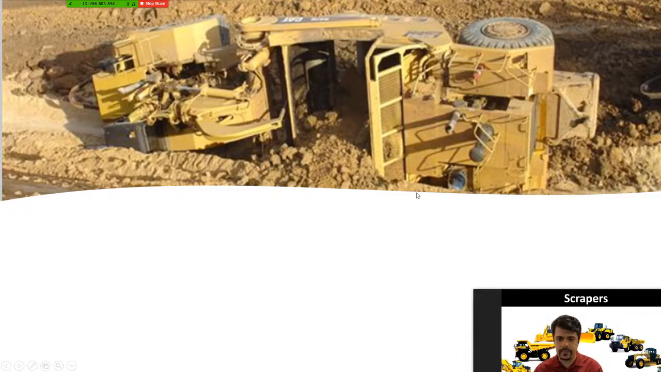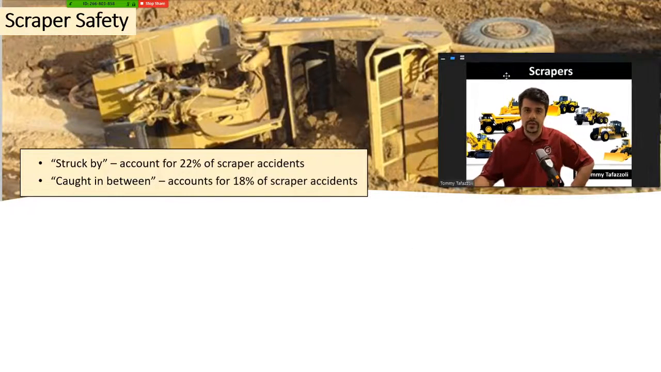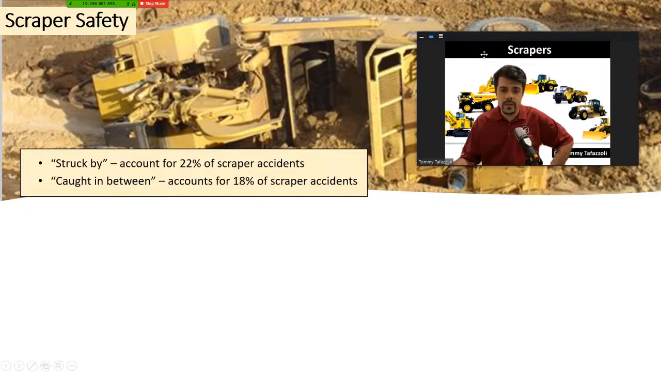All right, let's talk about scraper safety a little bit. Some of the common safety issues with scrapers are, number one, struck by, which accounts for 22% of scraper accidents. Almost 1 in every 5 accidents, more than that actually, is because of struck bys. Caught in between, that would be a very tragic death. It accounts for 18% of scraper accidents.